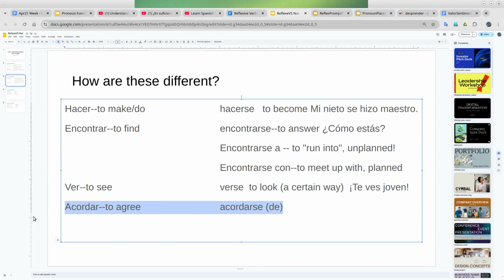And then I want to take a look at this one. Acordar means to agree, actually to agree on something, and you don't hear that often. It's a non-reflexive verb, but you could read the verb acordar if you're reading an article about two countries signing a treaty or two companies signing a contract, because they're agreeing on something that's formal.